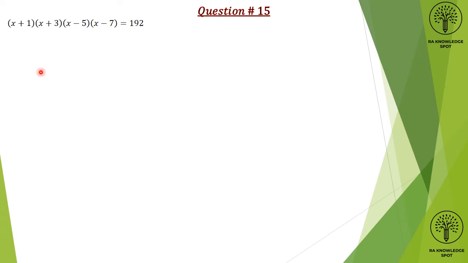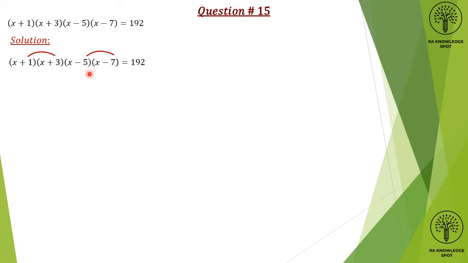In this question, what is the strategy? I'm just going to tell you that, dear students, this is the question, and you can see what we have to do. If you recall that process, you just add 3 plus 1, that is 4, then minus 5 minus 7, that is minus 12, and they are not the same.